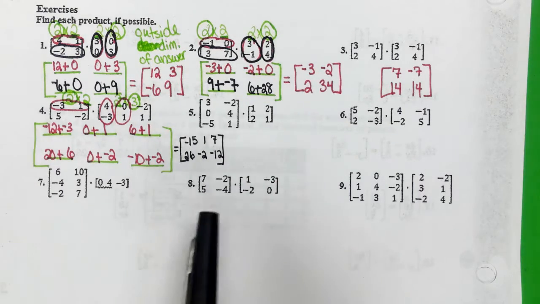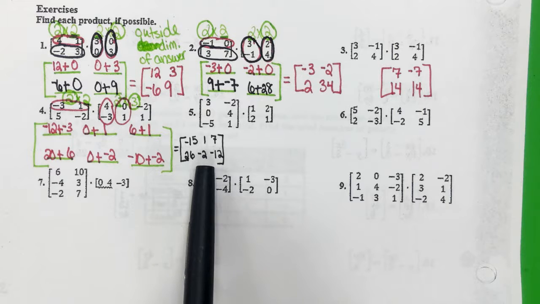Alright, I had to squeeze that in. Did y'all get that same answer? Negative 15, 1, 7. 26, negative 2, negative 12. Y'all okay? Alright, you guys calculators ready to go?